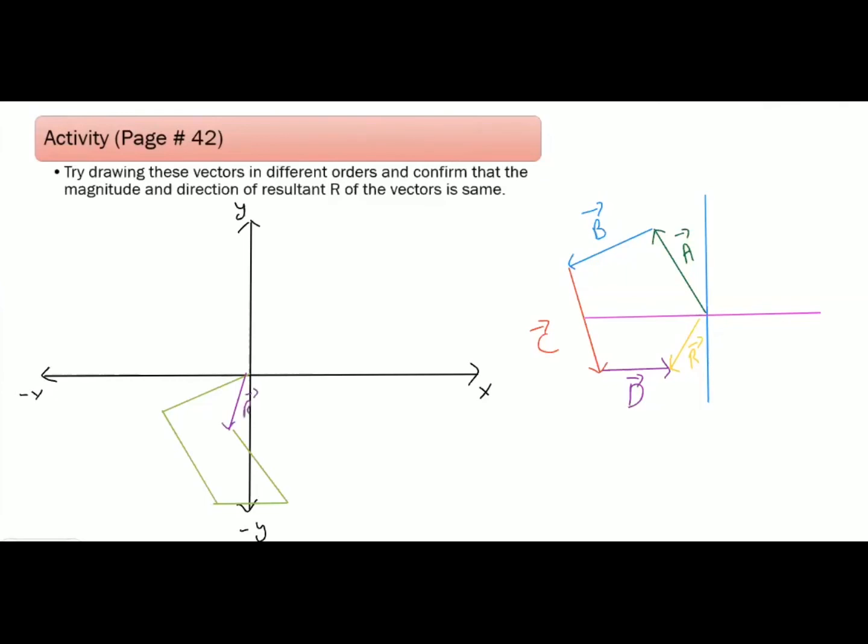Now in this case, the order in which we have added the vectors is B, C, D, A. So whatever the sequence of the addition of the vectors is, you will get the same resultant. So vector addition is commutative. It does not depend on whether you add A to B or B to A, you will get the same result. Hence it is proved that vector addition is commutative.